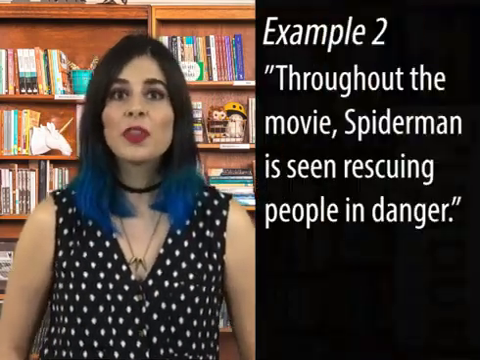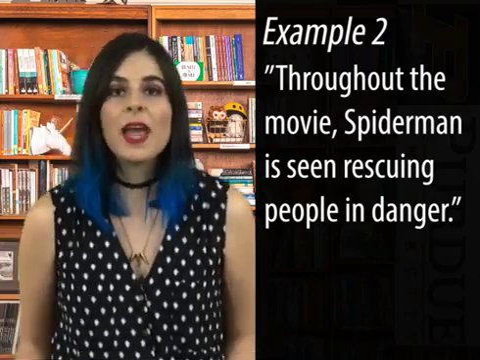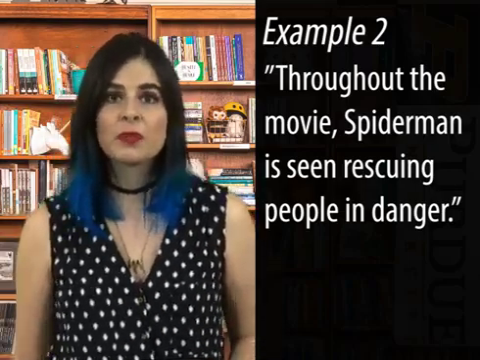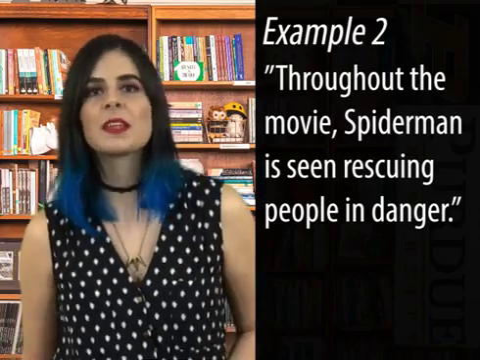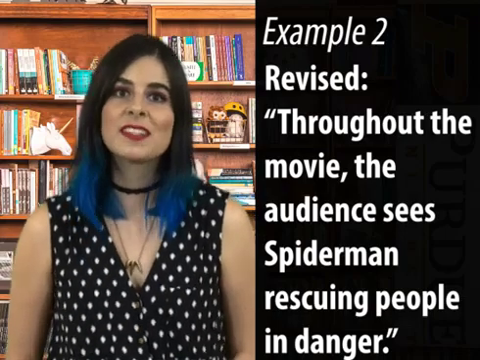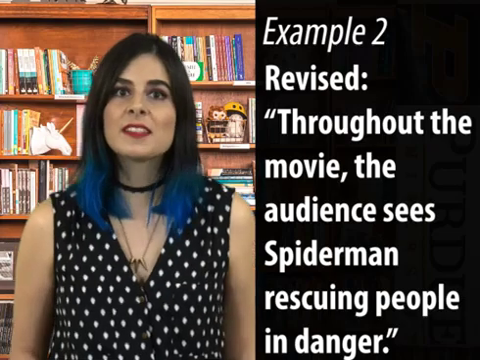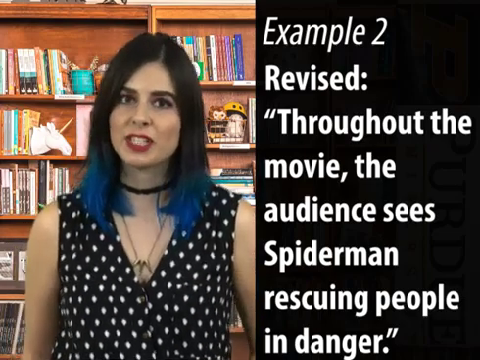What if the subject does not appear in the sentence? For instance, throughout the movie, Spider-Man is seen rescuing people in danger. Here we have an implied subject. The verb is seen refers to someone or something seeing, right? So who's doing that? A member of the audience, of course. Rewrite this sentence with an agent performing the action and the sentence looks like this. Throughout the movie, the audience sees Spider-Man rescuing people in danger.